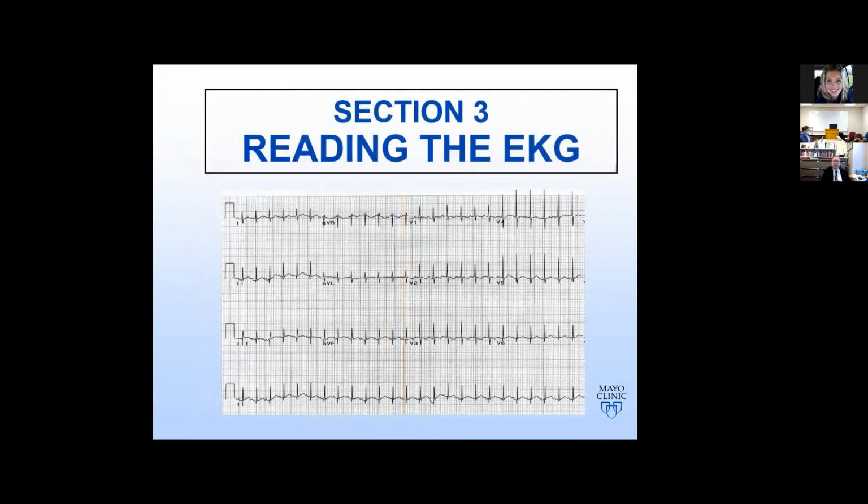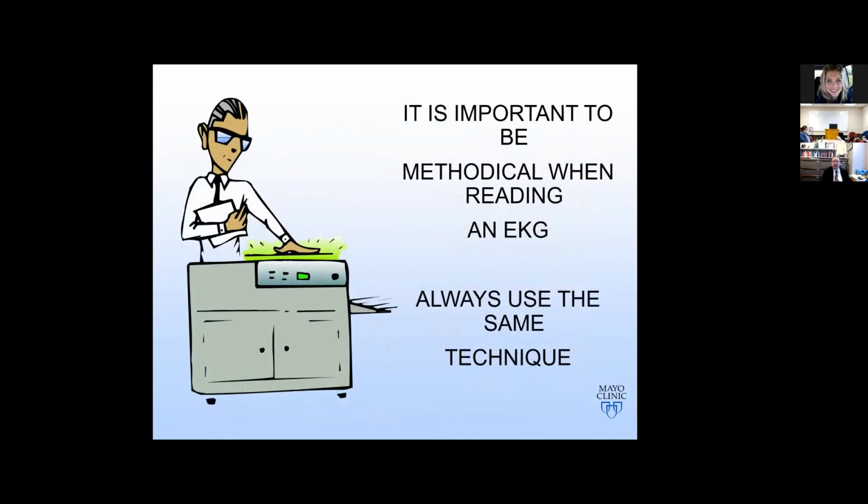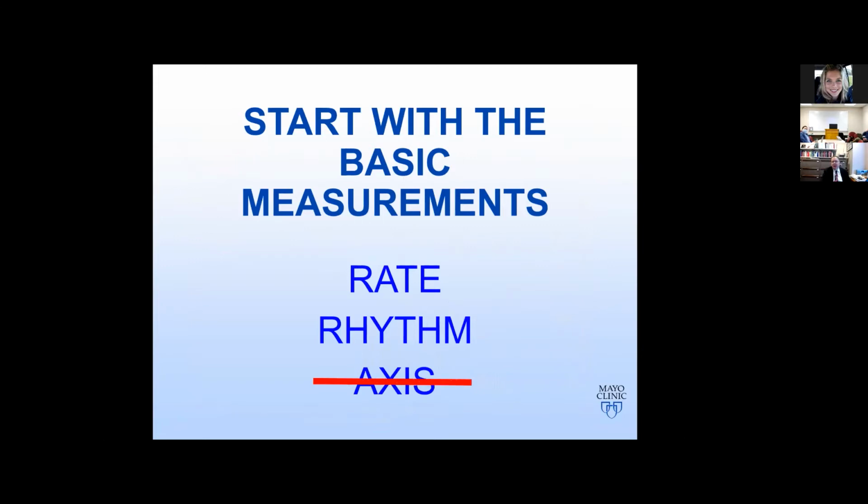So now we're going to move a little bit into reading the EKG, or how you interpret the ECG. It's also important to be very methodical, just like you read a chest x-ray or go through a physical exam. Always use the same technique. I'm going to show you the technique that I use, which starts with rate, rhythm, and axis. However, I'm going to skip axis for the purpose of this discussion. It can be helpful, but in general is not incredibly helpful.